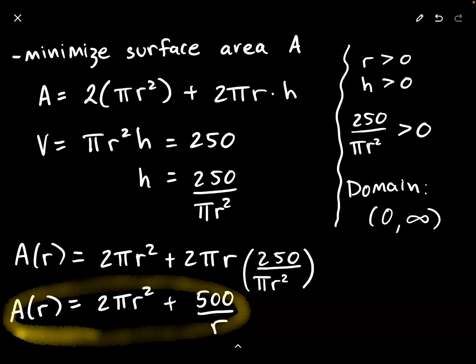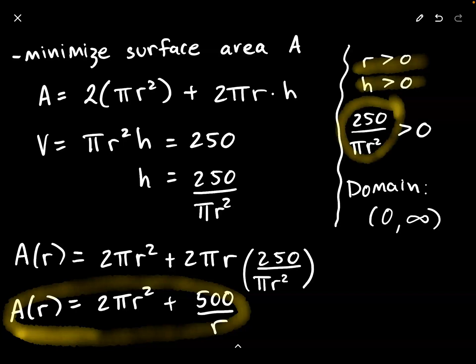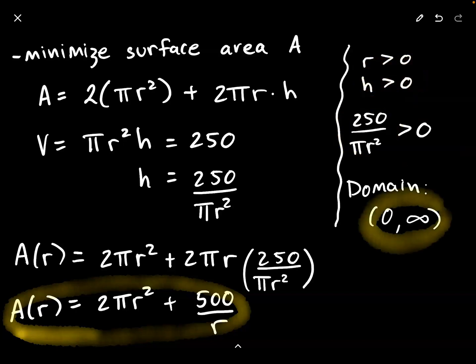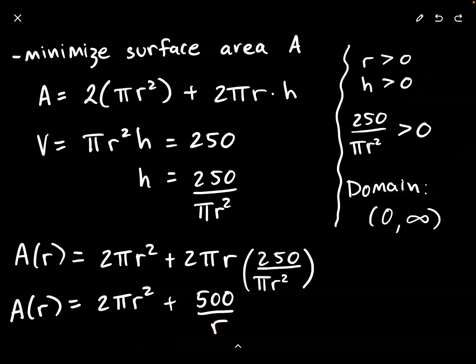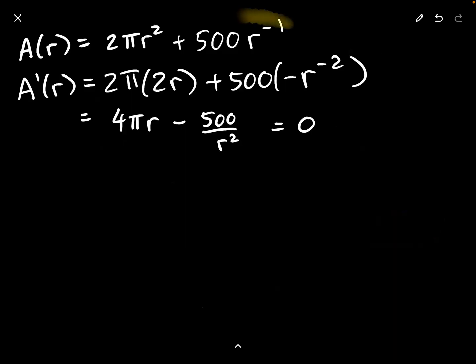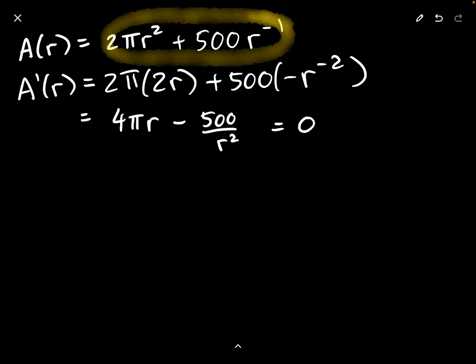So we can look at the domain for the area. In this case, r must be greater than 0. Also, h must be greater than 0. In terms of r, h is 250 over pi r squared, which must be greater than 0, and this is true for all r. So the domain will go from 0 to infinity. And since this interval is not closed, we'll use the first derivative test instead of the absolute extrema when we optimize. So our area function is 2 pi r squared plus 500 r to the minus 1.